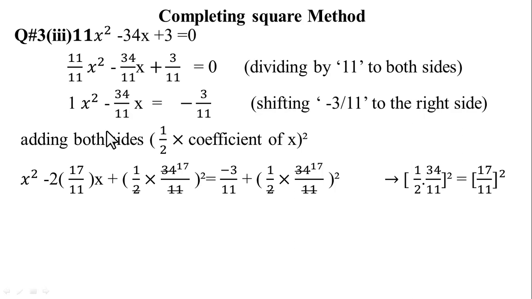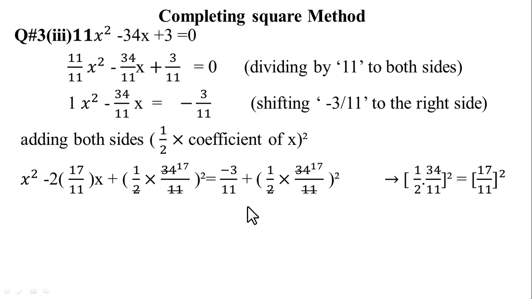2 ones are 2, 2 17s are 34. So 2 into 17 upon 11 into x plus 1 upon 2 multiplied by coefficient of x, 34 upon 11. So 17 upon 11 whole square is equal to minus 3 upon 11 plus 1 upon 2 multiplied by coefficient of x, 34 by 11. So 17 upon 11 whole square, adding on both sides.